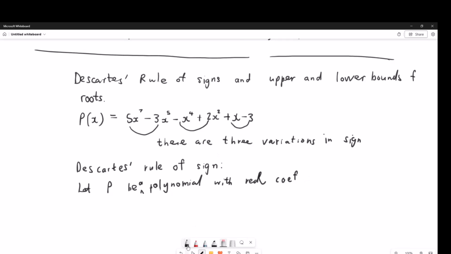Right, so the real coefficients. Okay, can you guys still see the screen, I guess? So let P be a polynomial with real coefficients, okay?